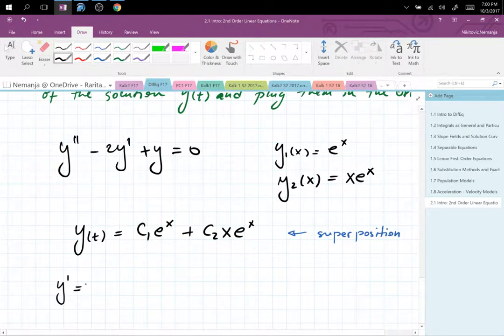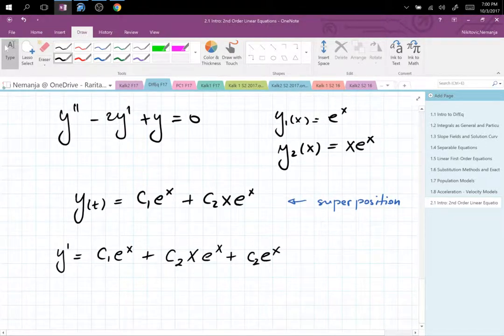So I will find y prime. Y prime is c1 e to the x, stays the same, plus c2 x, so copy the first derivative of the second plus copy the second derivative of the first. And now we have to do it again for the second derivative.